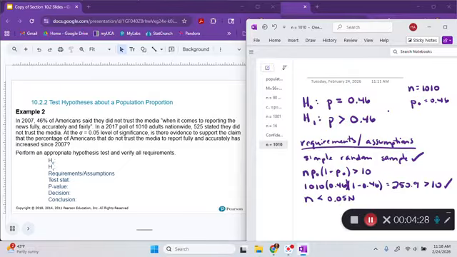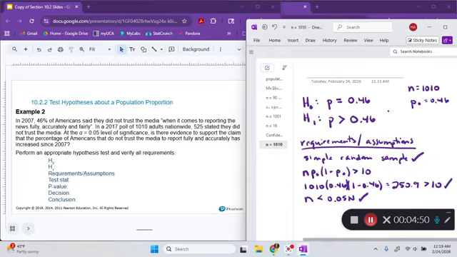For Americans, there's millions of Americans, right? And so we would at least need 50,000, if not more, in our sample to not meet this condition. So we're good. 1,000 people is definitely less than 5% of the population. Okay, so we checked all of those things. Now we want to find our test statistic and our p-value.